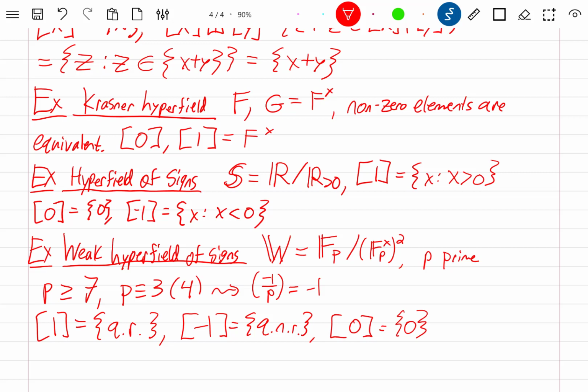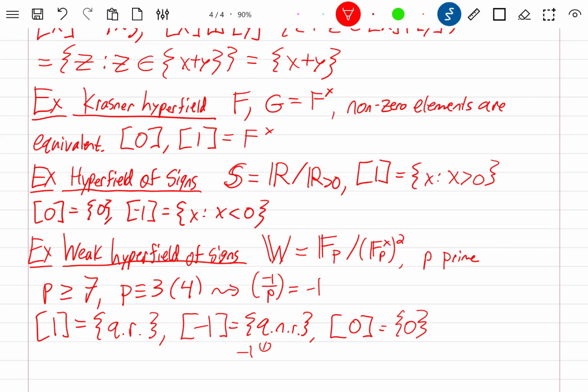It's so the equivalence class of -1 is actually the quadratic non-residues. We need -1 to live in the set of quadratic non-residues. So these are the hyperfields that we saw.